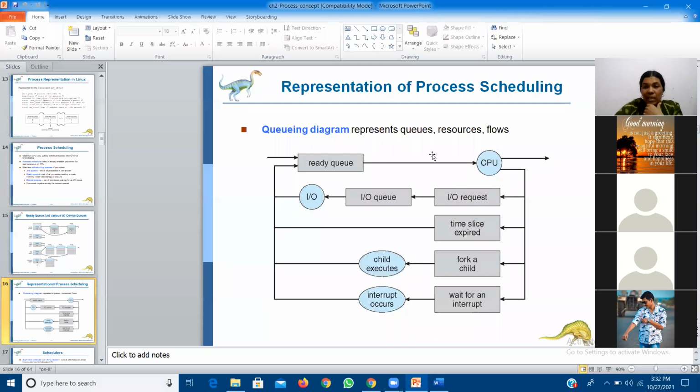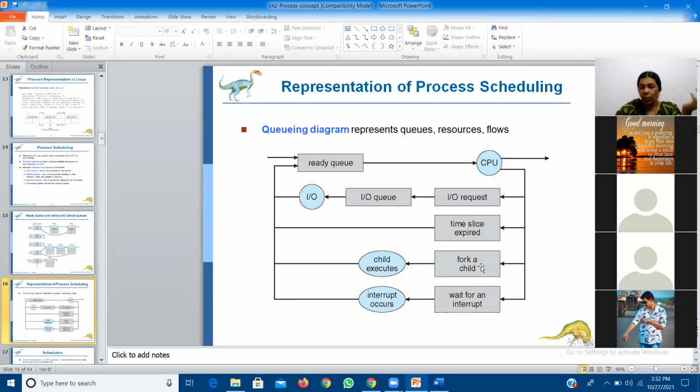So this is called the time slice. The time slice concept is available in case of a time sharing operating system. If the time slice is over or expired, it again goes to the ready queue to acquire the next time slice. Or some of the processes may create a child process. Right now it is executing on the processor and it wants to create a child process, so it executes the fork system call and creates the child process.